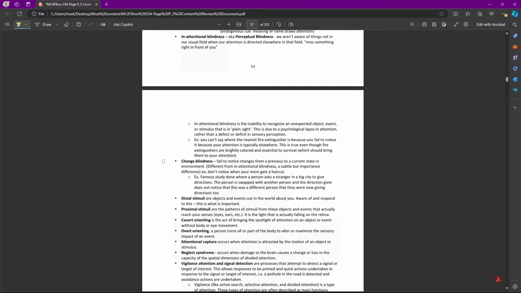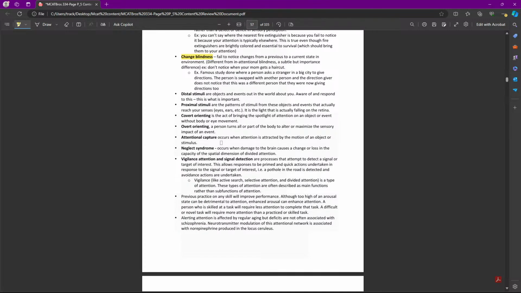Change blindness. So change blindness is failing to notice changes from a previous to a current state in an environment. So different from inattentional blindness, a subtle but important difference. Like you don't notice your mom got a haircut. So you don't notice change. Okay? Let's mark that one because it's interesting.